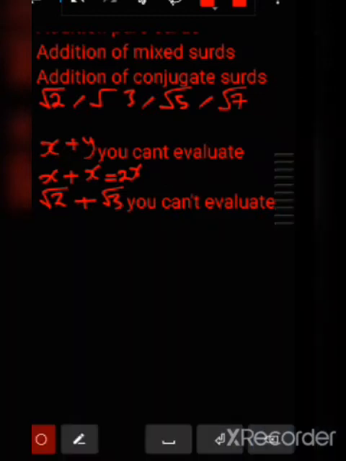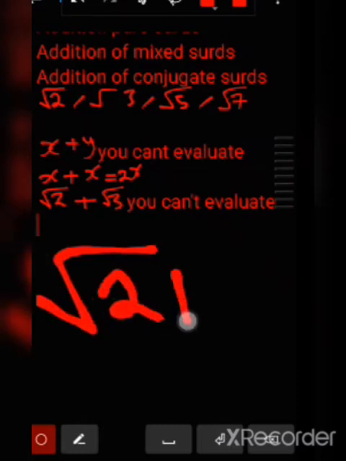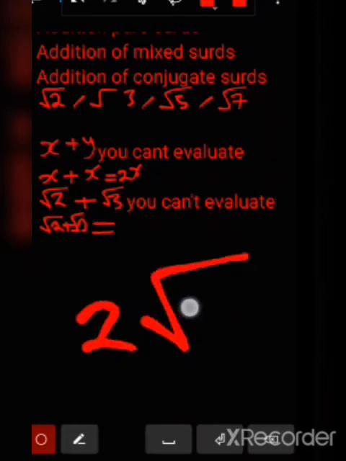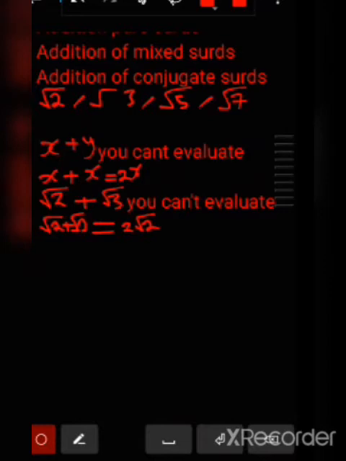So this is what you should put in mind when adding surds. So when I give you root 2 plus root 2, this can be added. This is simply 2 roots 2. The reason is that the radicals under the roots are the same, are equal. So let's try to add this.